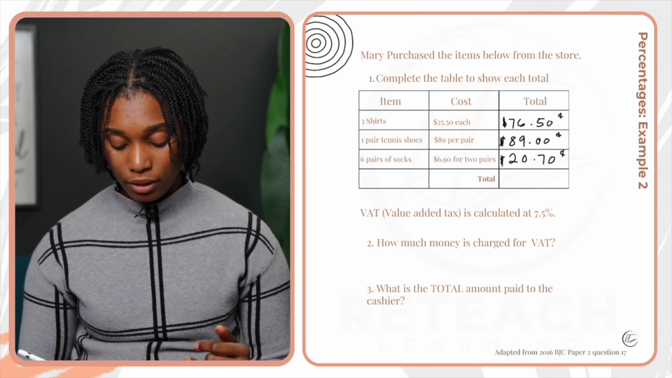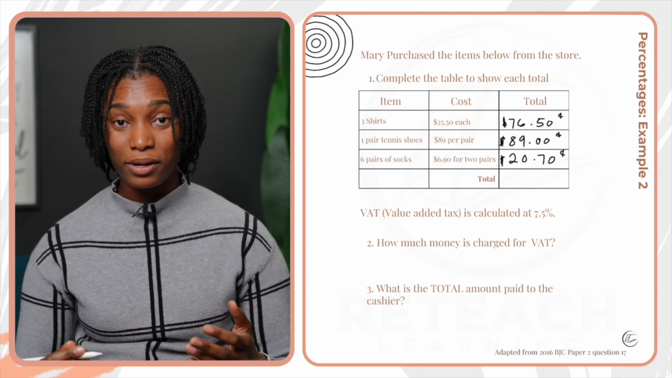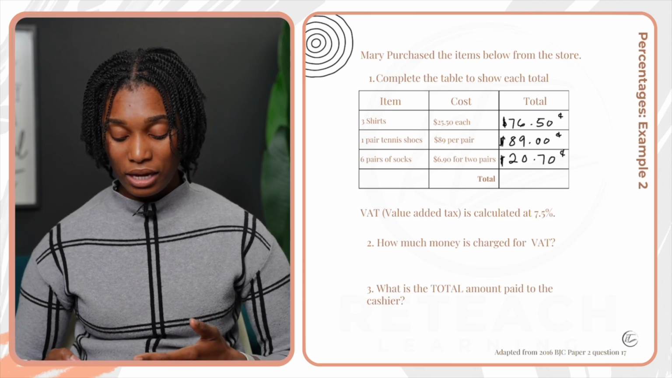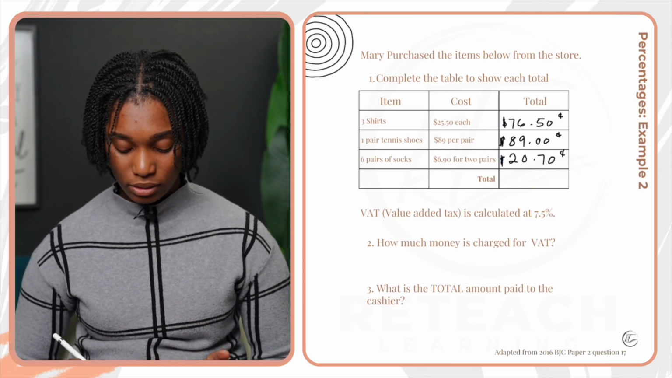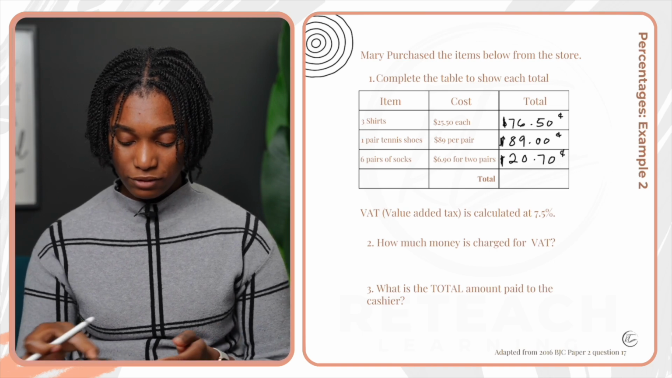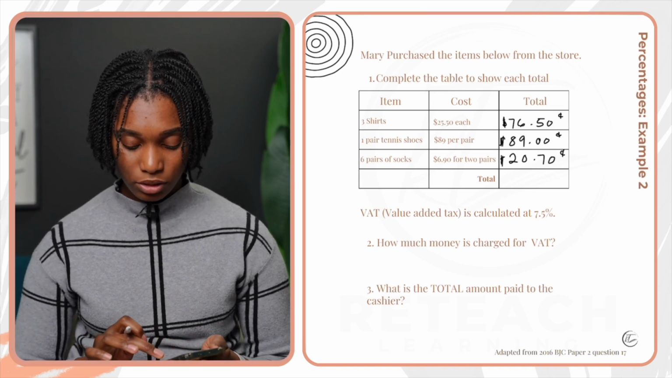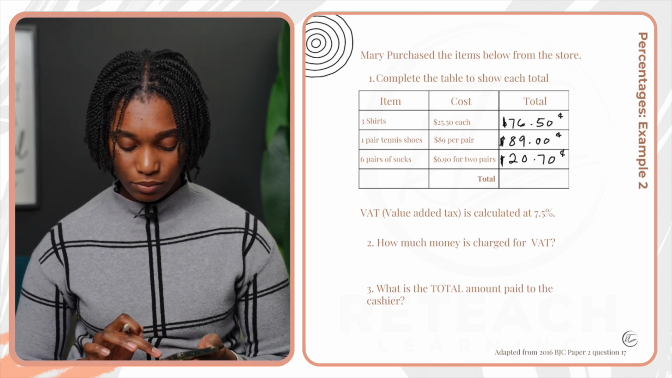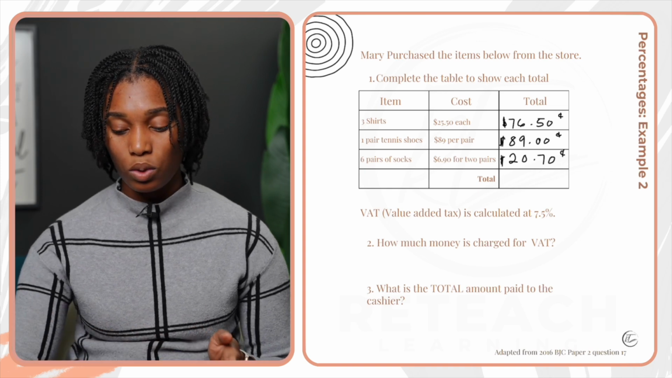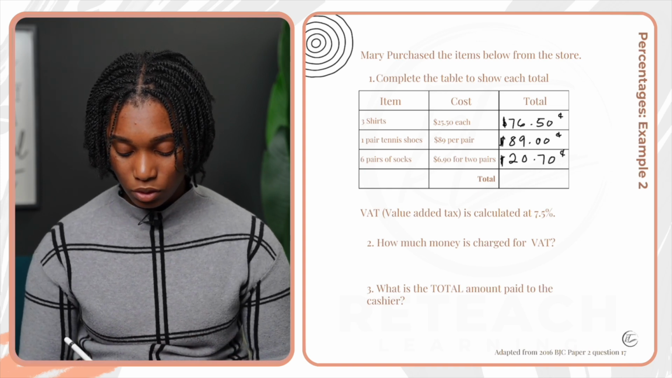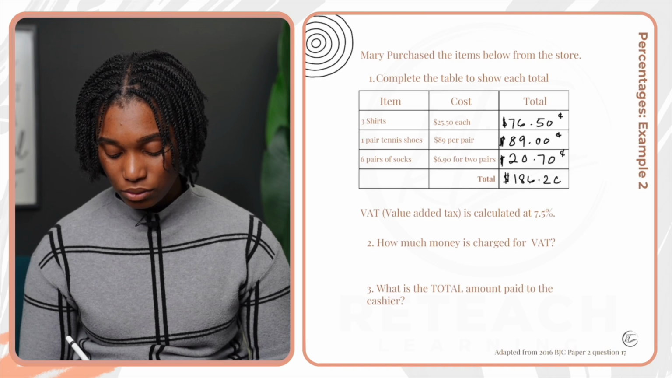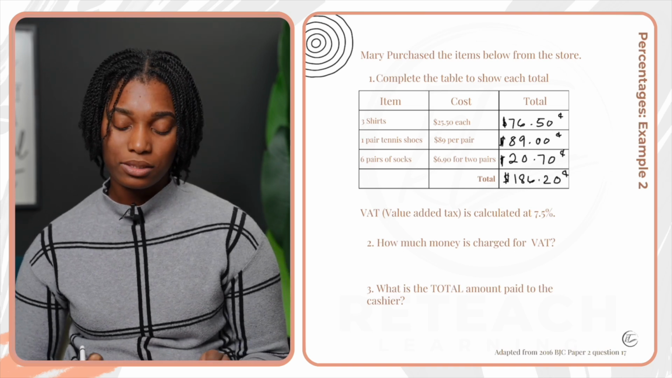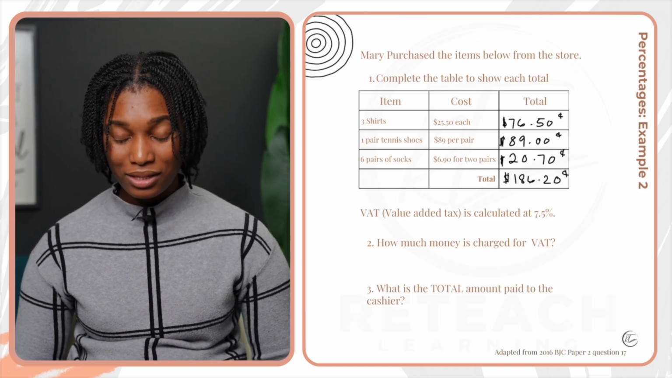Now, at the very bottom, it says total. So what I'm going to do is add everything in this last column together to figure out what my total is. All right, so we have $20.70 plus $89 plus 76.5. All right, and that's 186.2. So 186.20, which is just 20 cents. All right, so now let's keep going.